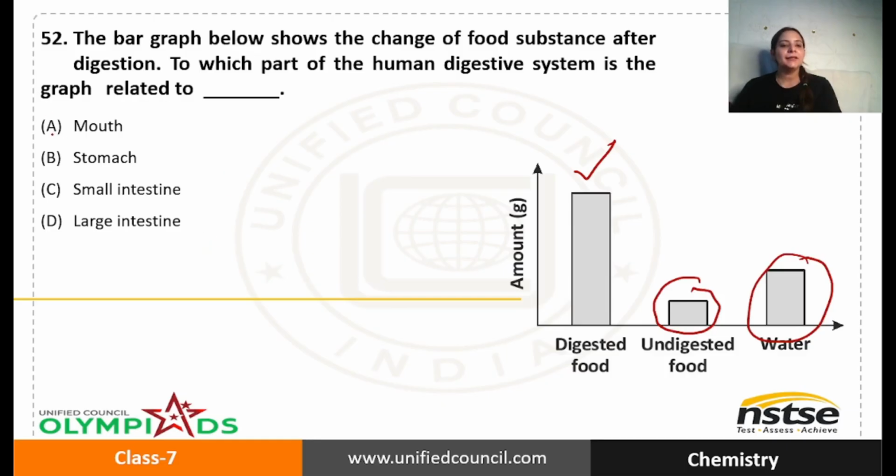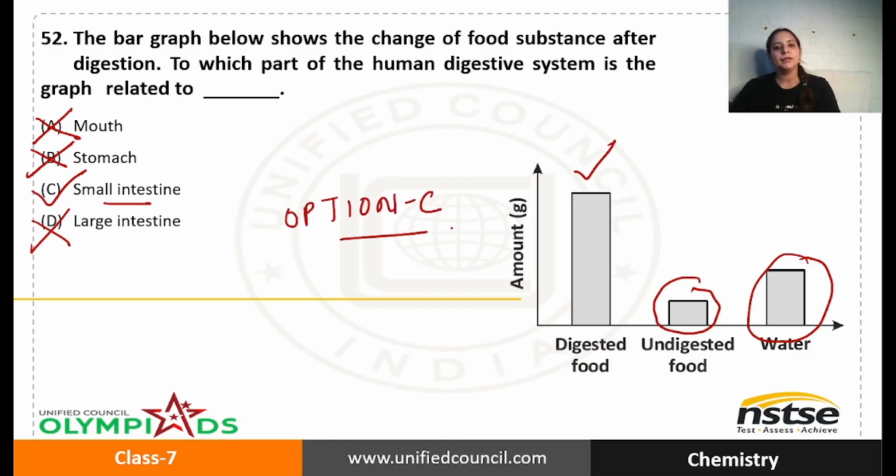So option A says mouth. It is no, because digestion of food just starts in the mouth, it is not completed, and only starch is digested, right? So option A is incorrect. B, stomach, again no, because in the stomach the digested food content is not this much. Small intestine, yes, small intestine is the part where digestion ends, but still it has undigested food and water. And again no to large intestine, because it doesn't have digested food. So which one is the correct answer?